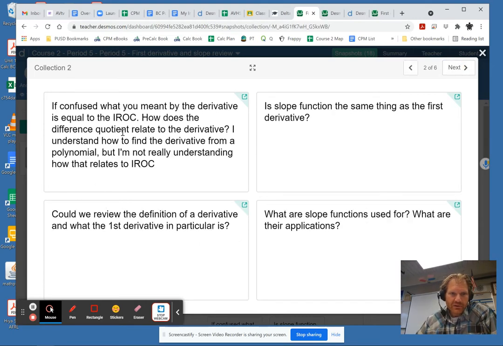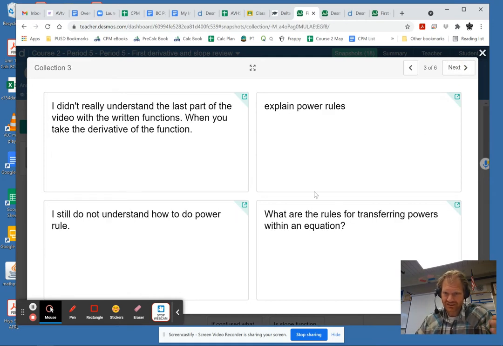I'm confused by what you meant by the derivative is equal to instantaneous rate of change. How does the difference quotient relate to the derivative? I understand how to find the derivative from a polynomial, but I'm not really understanding how it relates to IROC. Is the slope function the same as the first derivative? Could we review the definition of a derivative and what the first derivative in particular is? What are slope functions used for? What are their applications? These are all good questions. I can sense that you guys are anxious to get to the part where I actually answer some of these questions, but just hold on.